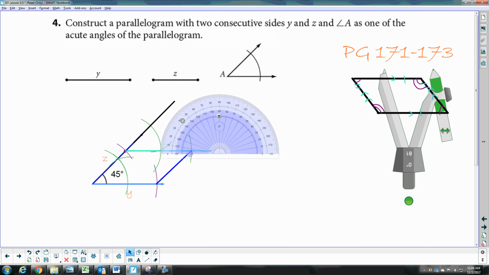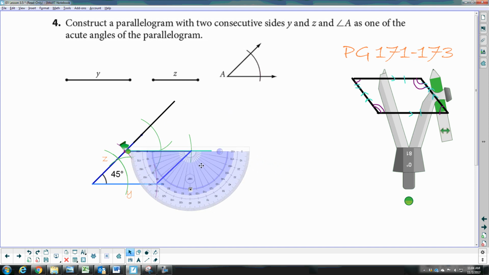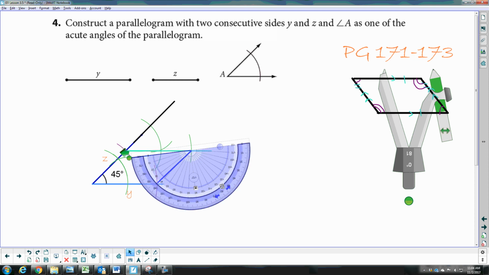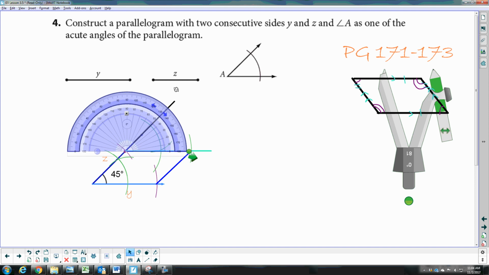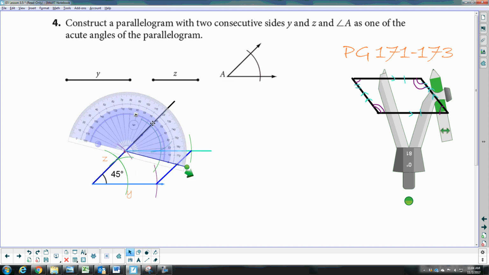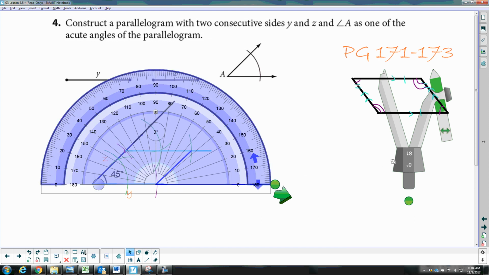And then if we rotate it and measure this angle, we should get 45 degrees, which we do. And then if we rotate it again and measure this angle, we get 135 degrees right here. And then if we rotate it again to find the last angle down here, we get from here to here 135 degrees. So there's our parallelogram.